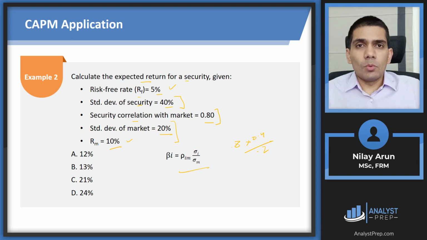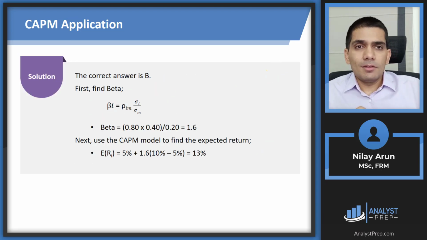Once you have that beta, what will you do? You will apply it in the CAPM model. What is the CAPM model? We start with the risk-free rate: RF plus beta times (RM minus RF). RF is 5%, so we put 5% here. Beta we've just calculated, so we put it here. And RM minus RF is 10% minus 5%, which is your market risk premium. The beta comes out to be 1.6. So 1.6 is essentially the multiplier. That means if the market goes up by 10%, our stock goes up by 1.6 times that 10%, which is 16%.